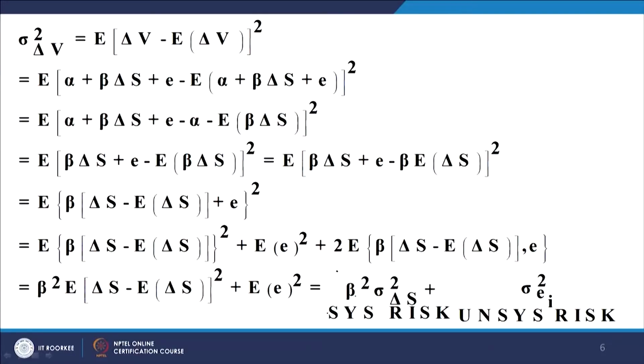The risk arising due to factors that we are not familiar with, we model simply as a random variable, and this is the risk which arises because of the systematic relationship between x and y. The impact of the variation of x on the variation of y, the fluctuations in y due to the fluctuations in x, are captured by this systematic risk term beta square, sigma square, delta S. The second term, again I reiterate, is the random term that captures the portion which is not arising due to the systematic relationship between x and y.